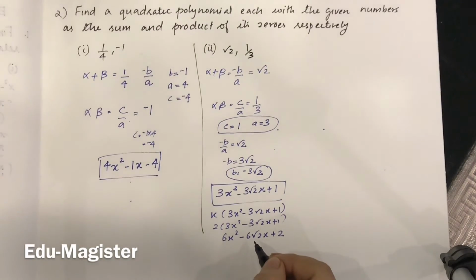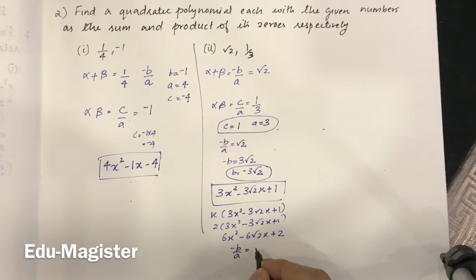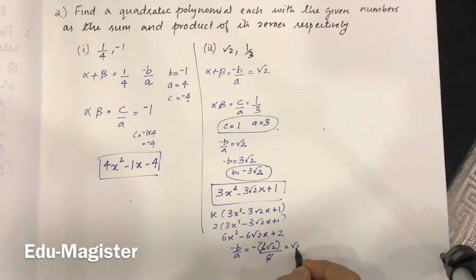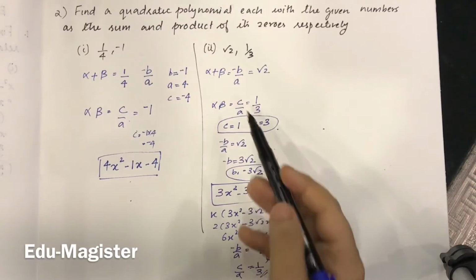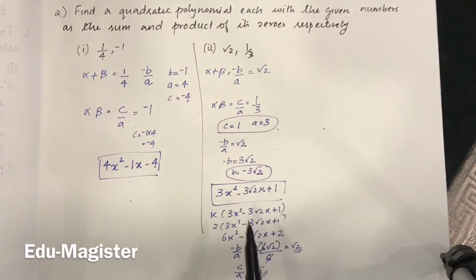So in this case, what is b by a? Minus b by a is what? Minus of 6 root 2 by 6. That is same as minus of minus is there, right? So minus of minus gets cancelled. The answer is root 2. And what is c by a? One by 3, right? That's the same question that is given to us. So any multiple of this would fit into the conditions that's given to us.